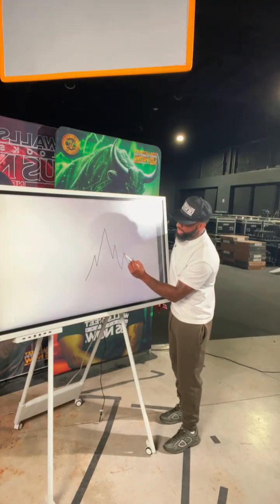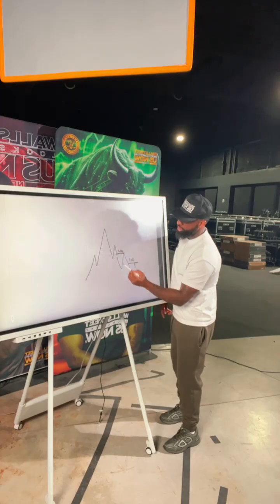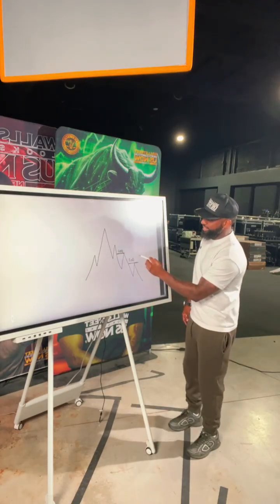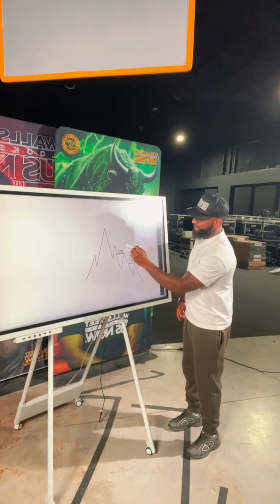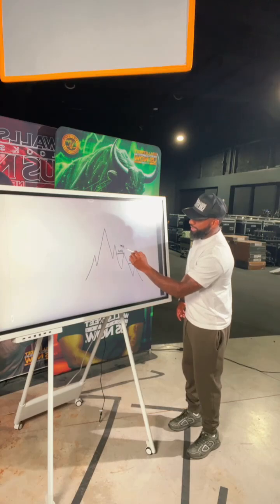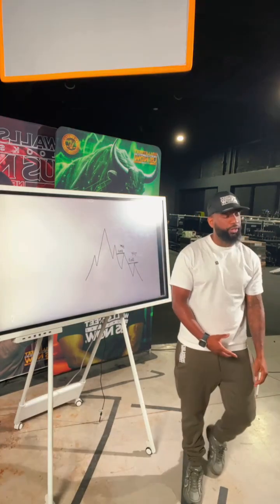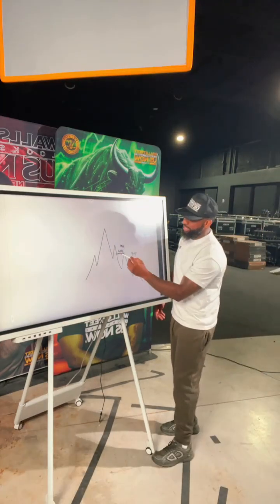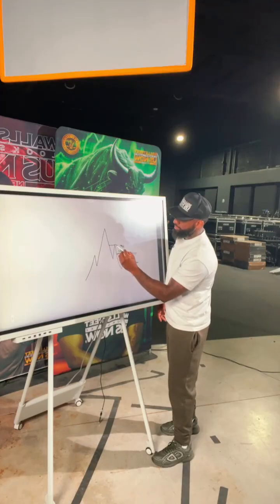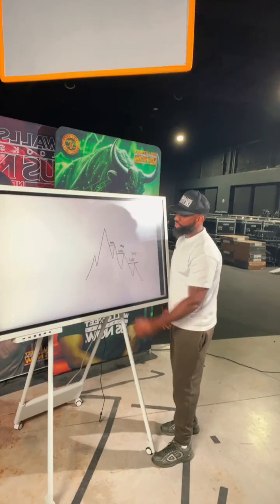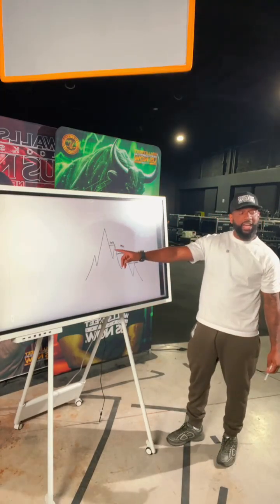So now this right here becomes what? A break of structure. Why? Because it created a higher high. A what? Higher high. Are we making sense so far? So the next thing that's going to happen is this becomes a break of structure. Why? Because it created another high.